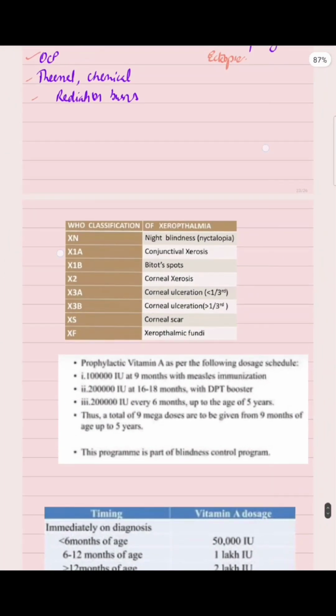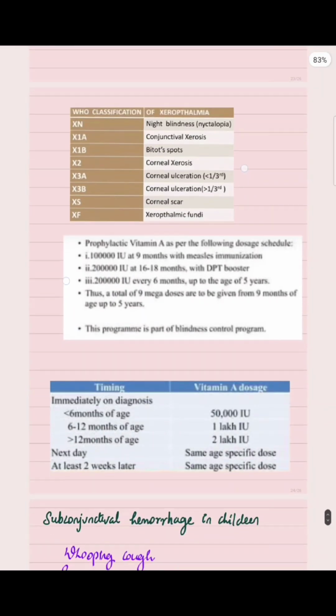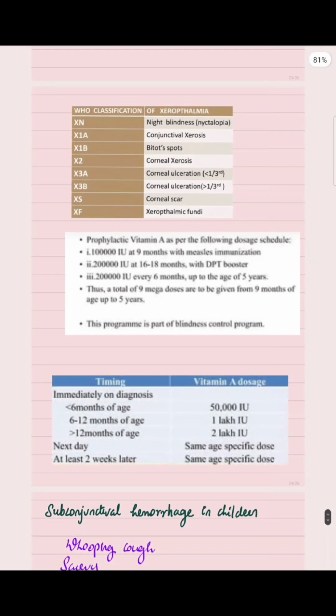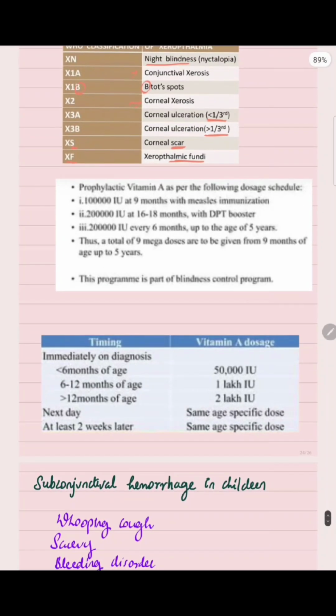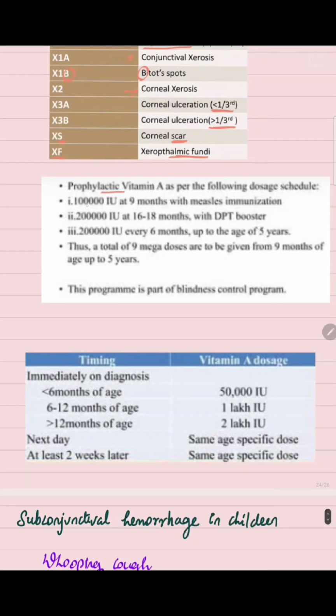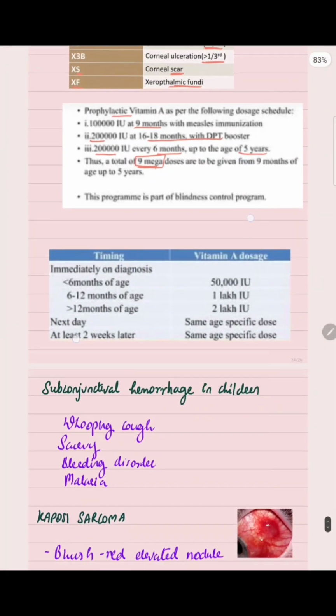Next is xerophthalmia, that is epithelial xerosis due to hypovitaminosis A. The WHO classification: XN is night blindness, X1A conjunctival xerosis, X1B Bitot spot, X2 corneal xerosis, X3A corneal ulcer less than one third, X3B more than one third, XS for corneal scar, and XF for xerophthalmic fundus. Now for prophylactic vitamin A doses: 1 lakh international units at 9 months with measles immunization, 2 lakh at 16 to 18 months with DPT booster, and 2 lakh every 6 months up to the age of 5 years. A total of 9 mega doses are to be given from 9 months up to the age of 5 years.